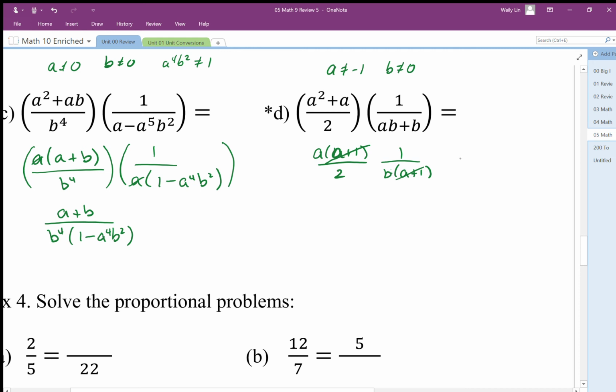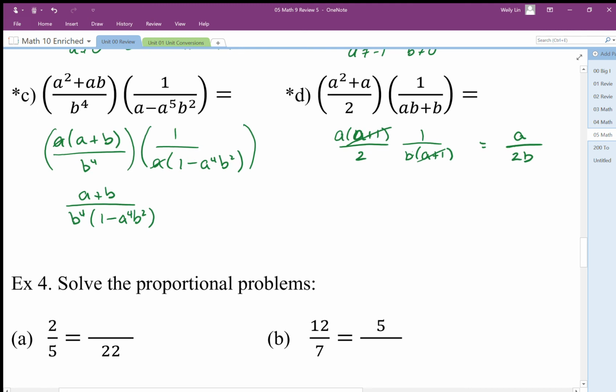Okay, so finishing this one off then, we end up with a over 2b. Okay, that's my final answer. Again, I'm keeping track of my factors here. Okay, so this issue of not dividing by 0, this is not one that we're going to focus on too much right now, but as we move into grade 10 math, grade 11 and 12 math, this is one that's really important that we don't divide by 0.